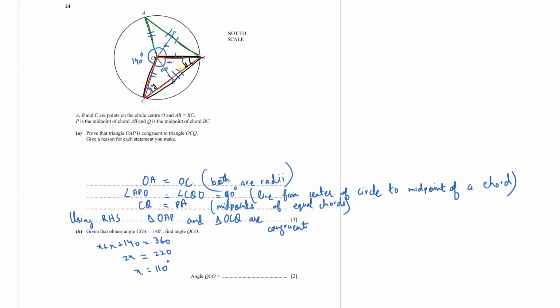Because these are two radiuses, the angles would be the same. So this is an isosceles triangle. So triangle OCB is an isosceles triangle.